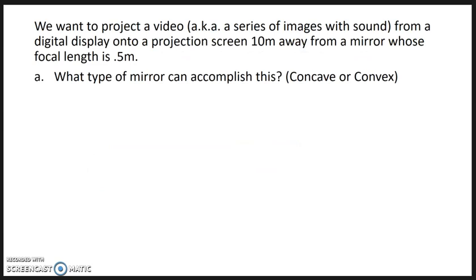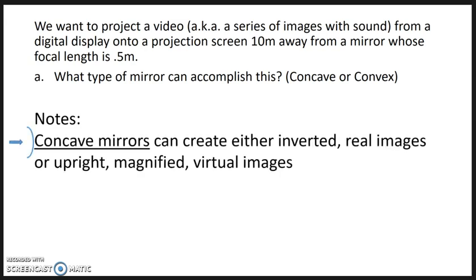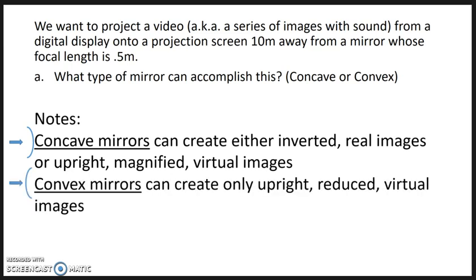So what type of mirror can do this? If we go back to our notes, we can figure out which this is. We know that concave mirrors can create either inverted real images or upright magnified virtual images, whereas convex mirrors can create only upright reduced virtual images.